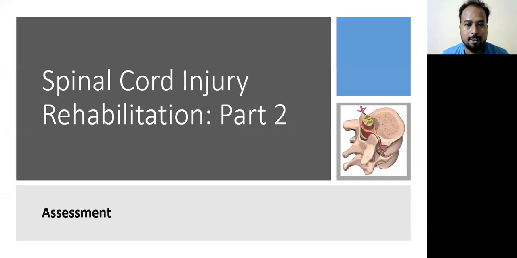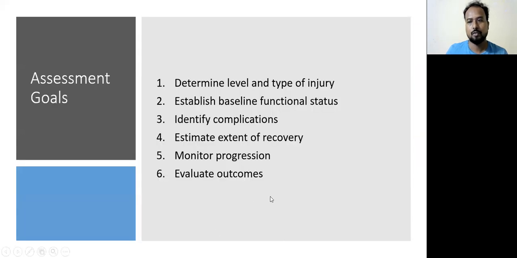Hello, everyone. This is spinal cord injury part 2. In the second part, what we are going to discuss is assessment. Assessment in a sense that not in a conventional sense, which include subjective, objective assessment plan, observation, palpation, and examination.